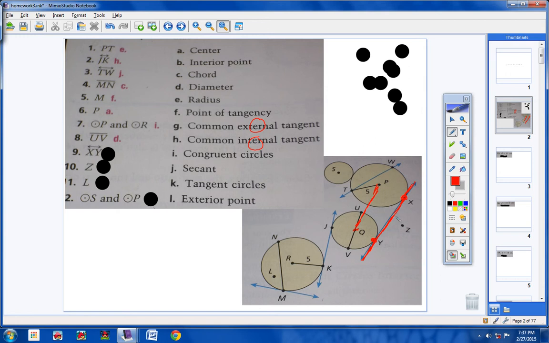Does this common tangent intersect this line here? Obviously it doesn't. So we call that a common external tangent. Common external tangent. And so that's going to be letter G for number 9. Letter G. Okay, number 10, letter Z.